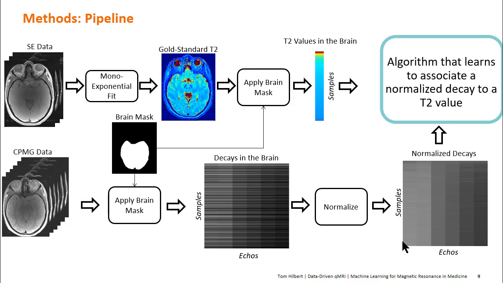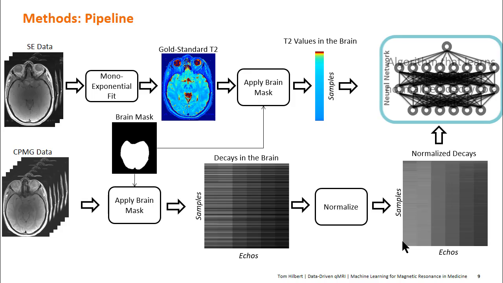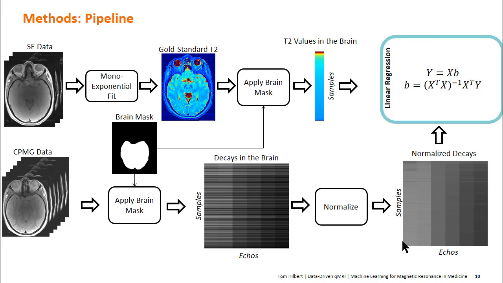And at the beginning, we started using a shallow neural network with an input layer of 6 neurons and 2 fully connected hidden layers with 16 neurons each. So it's a very shallow network compared to what we've seen. Also, we tried a very simple approach of just a simple linear regression, where X is basically the matrix of the decays, and Y is your vector of gold standard values.